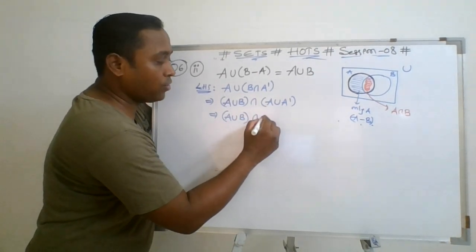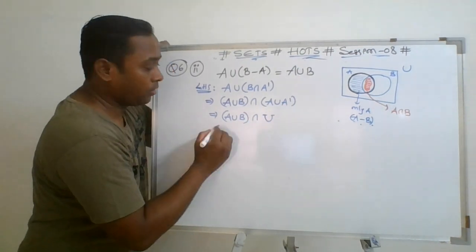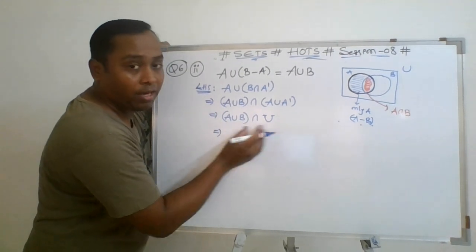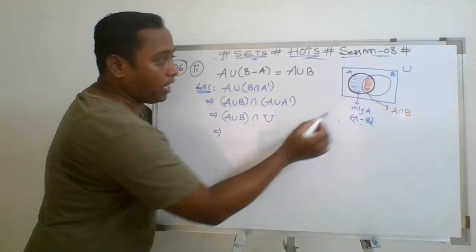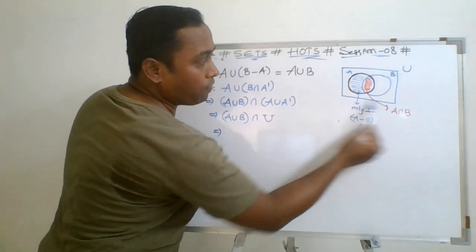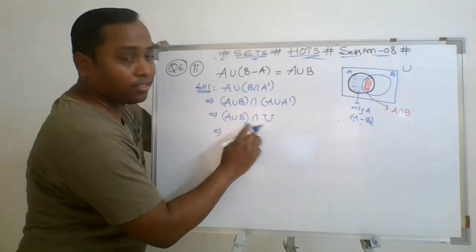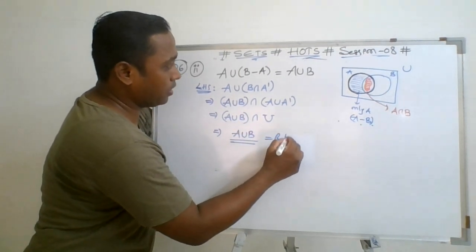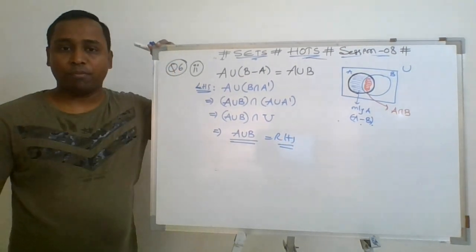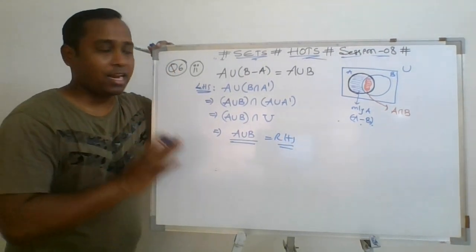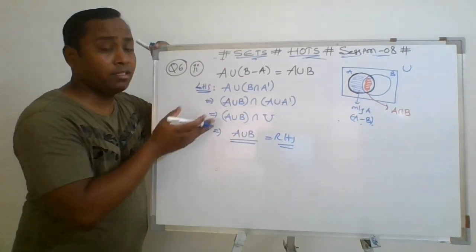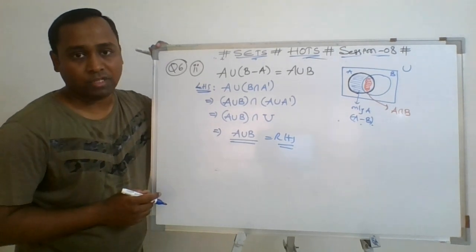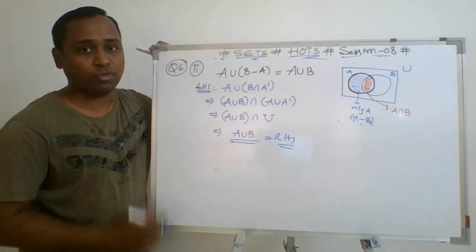A union A dash is what? Universal set. Right? So ultimately now you can take the intersection of A union B and the universal set. A union B is always a part of the universal set. Hence, their intersection would be A union B only. I got the RHS part. So simple, no? Simply, you need to understand the one single Venn diagram and the distributive property. Nothing else. Just use that previous knowledge to prove this type of statement. It's so simple, so thrilling also.